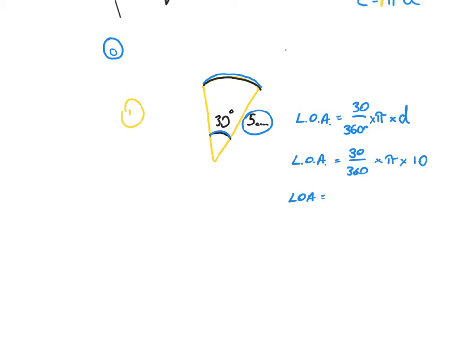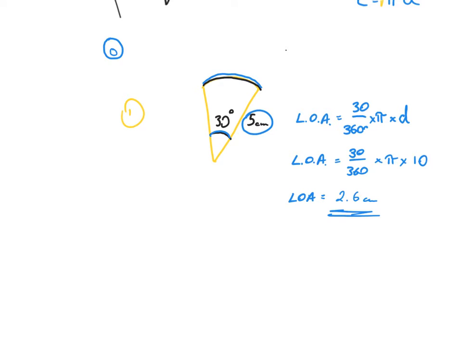Now I've thrown all that into the calculator, so it's just 30 out of 360 multiplied by pi multiplied by the diameter, which will be 10, and I'm going to round that to one decimal place, and it's a length, so it was 2.61, so to one decimal place that's 2.6 centimetres, final answer.